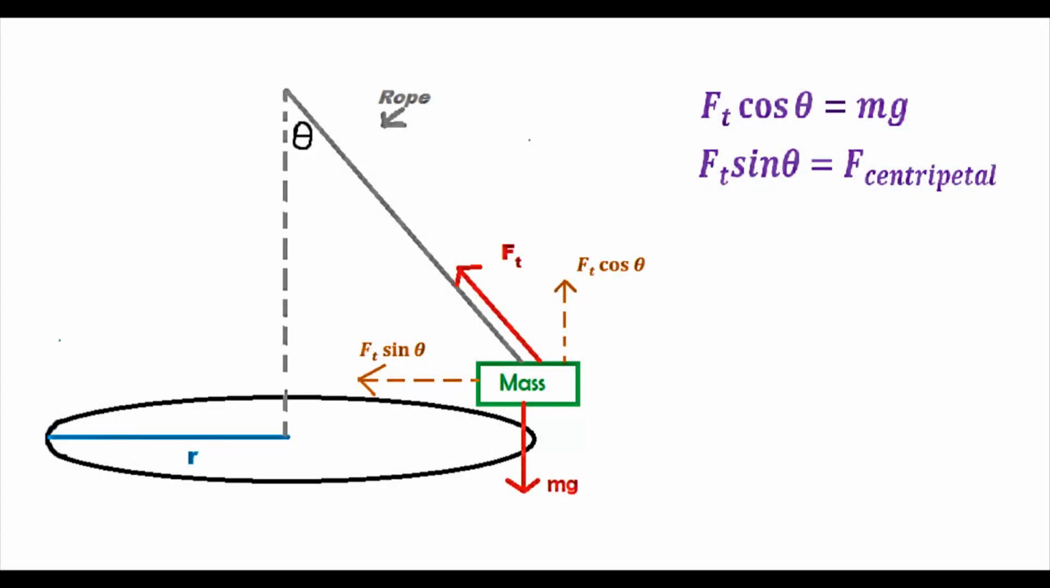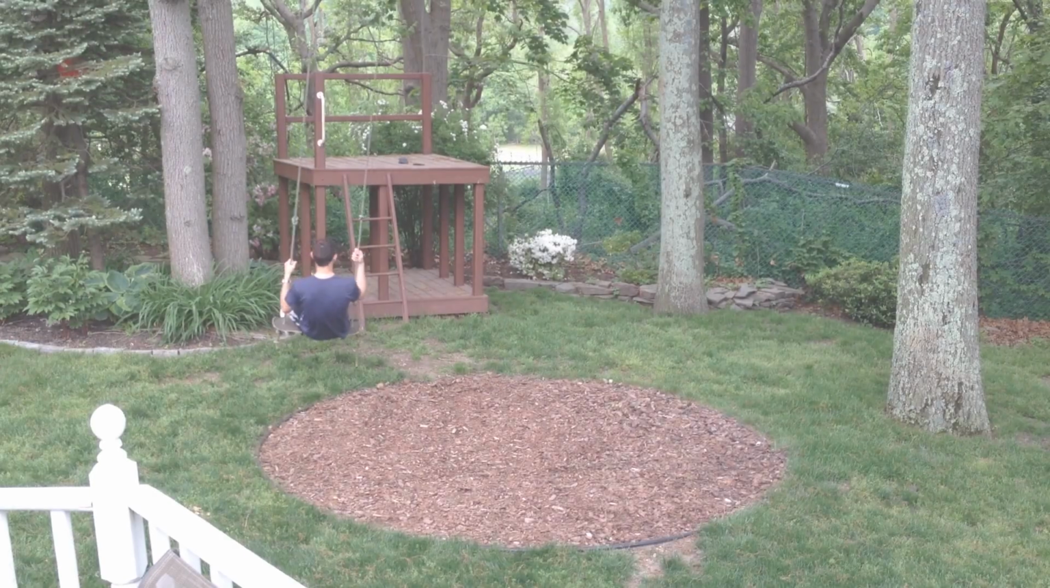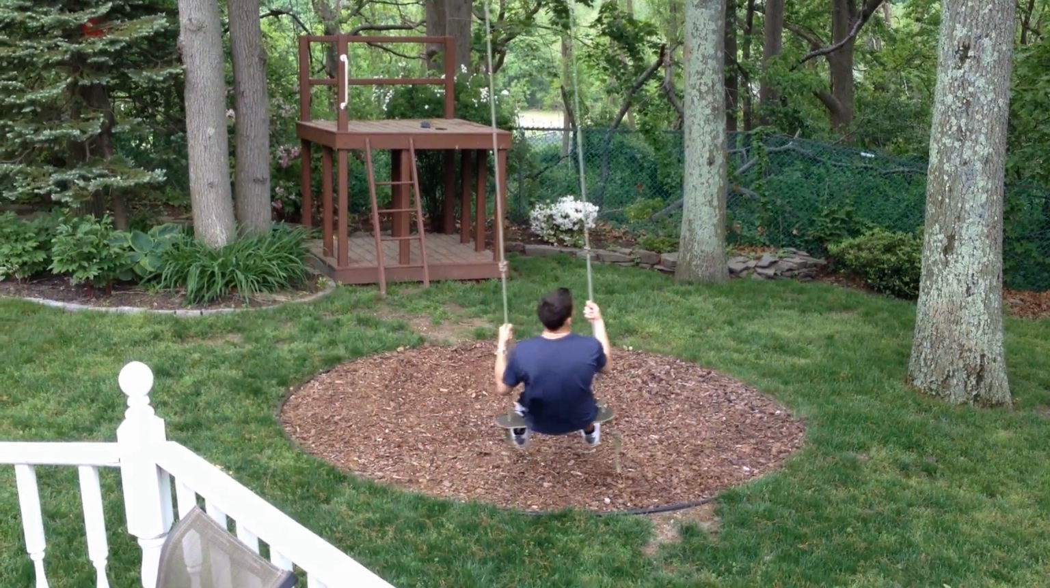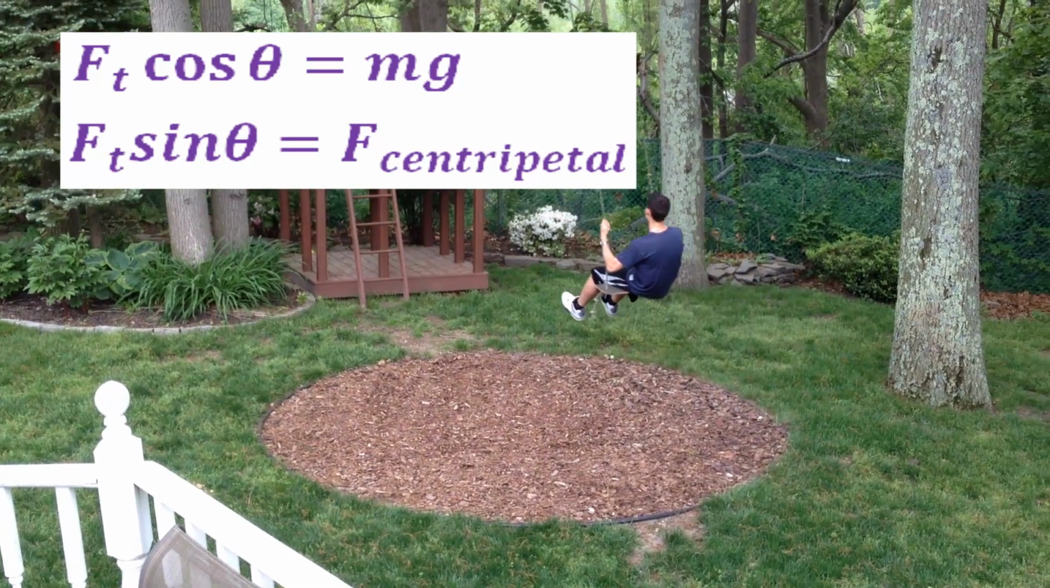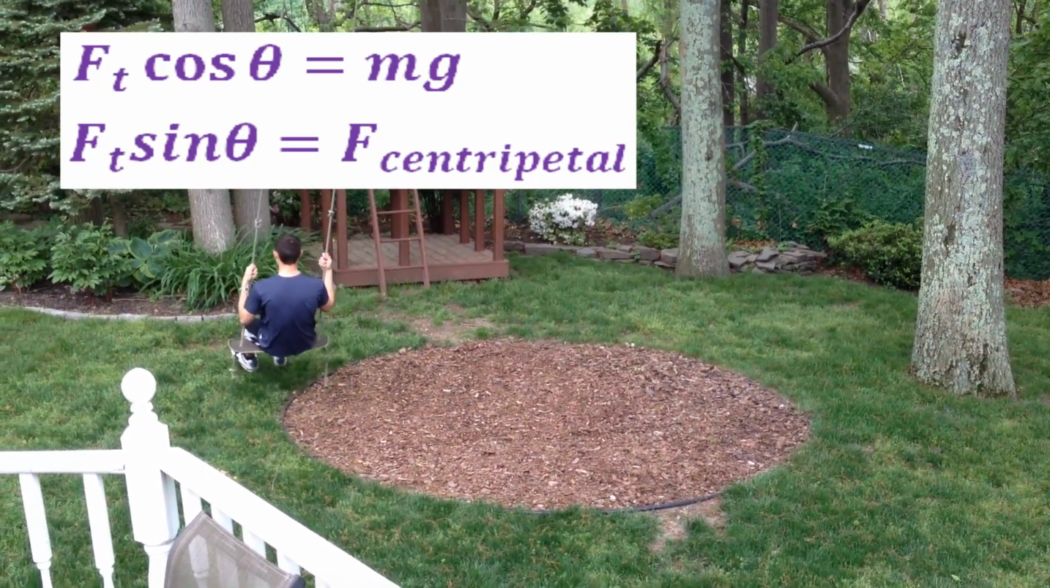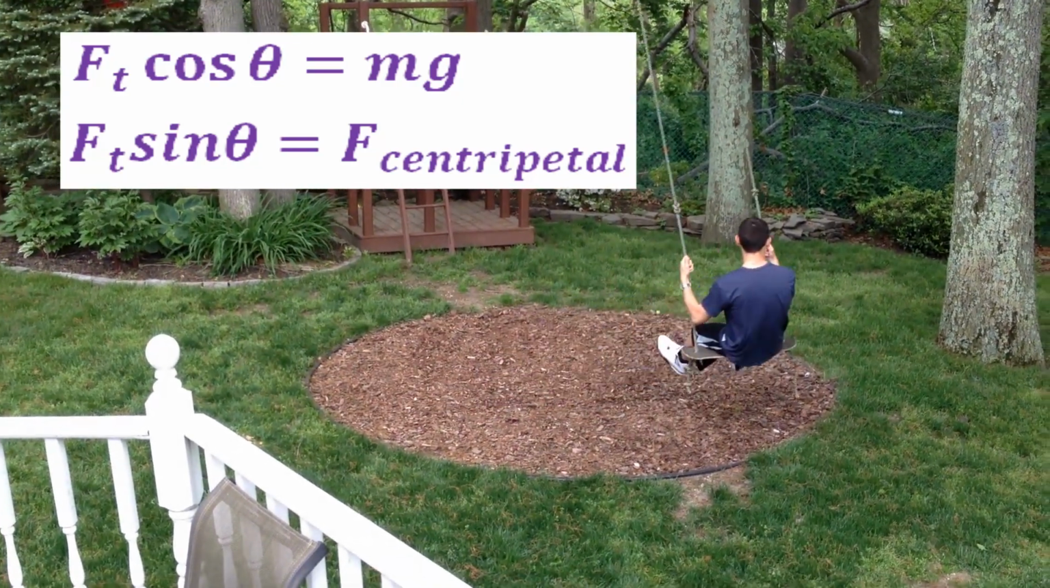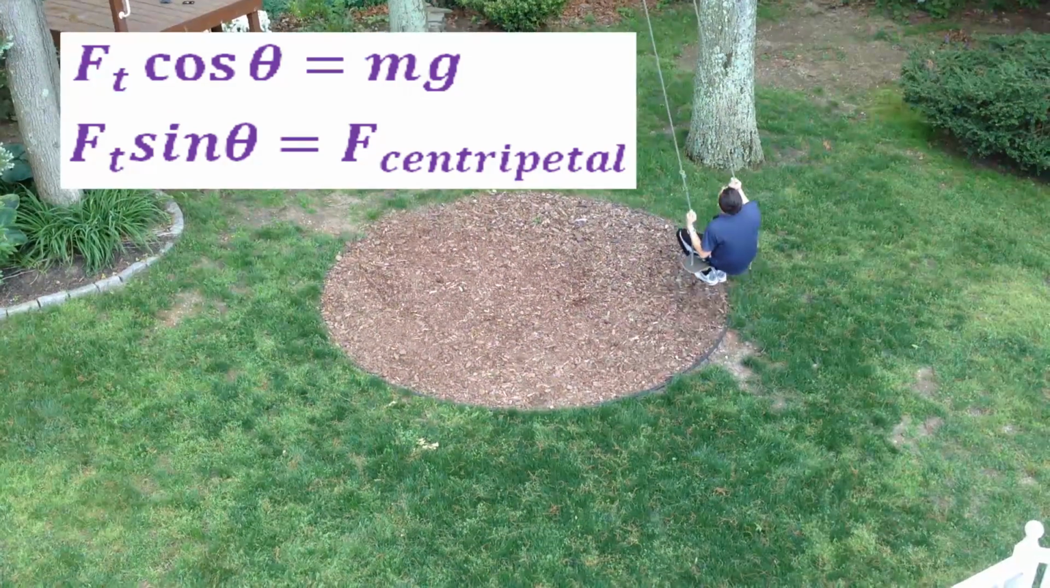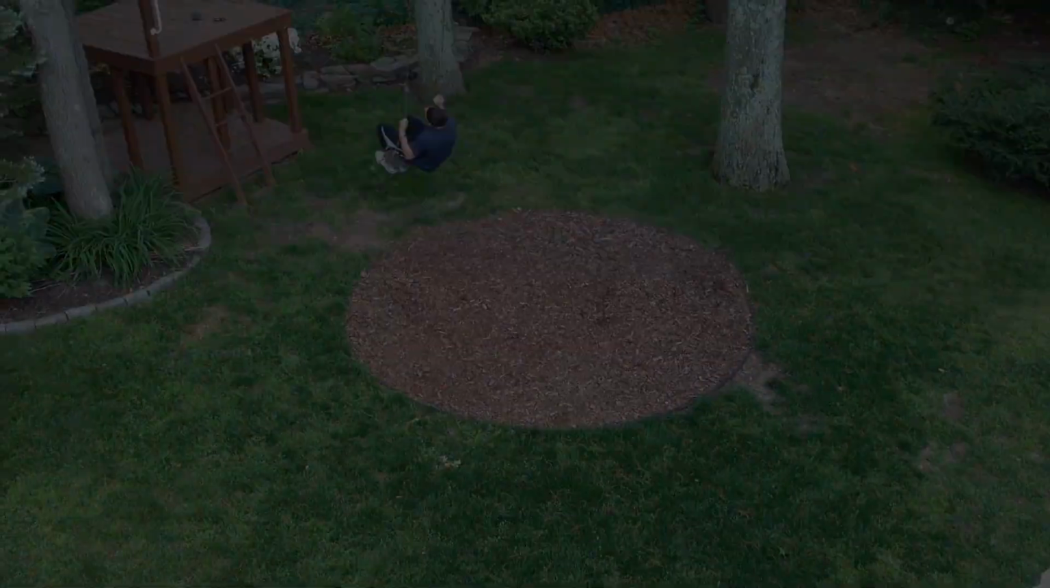Here's a diagram that shows the forces acting on Matt when he moves in a circle. To simplify, we'll treat the system as if there's only one rope. The forces are balanced in the vertical direction, so the force of tension, Ft, times the cosine of the angle that the rope makes with the vertical is equal to Matt's weight. And Ft times sine theta is equal to the centripetal force.